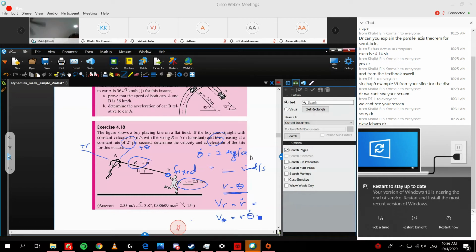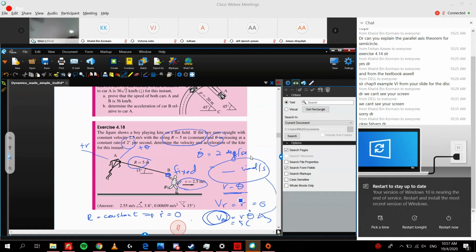What is your r dot? You are given your r is 5 meter constant. It means that your r is constant. If your r is constant, it means that your r dot equals 0. Okay, this is 0. Your r theta dot, you get from here. r is 5. Your theta dot is what you calculate here in radian per second. From here, you know that your velocity is your V theta because your Vr is 0.